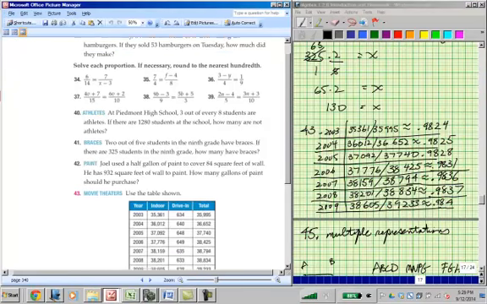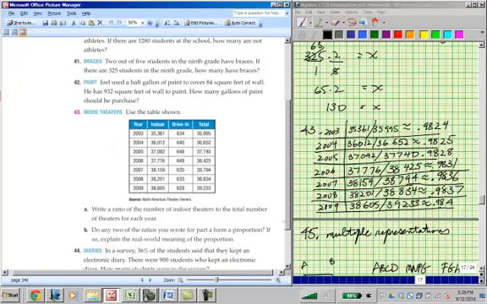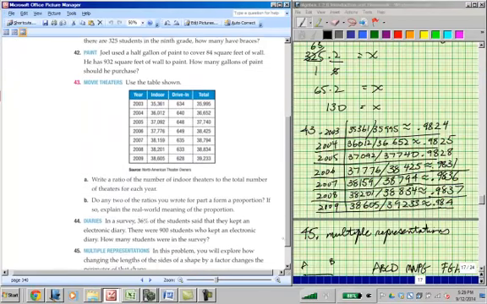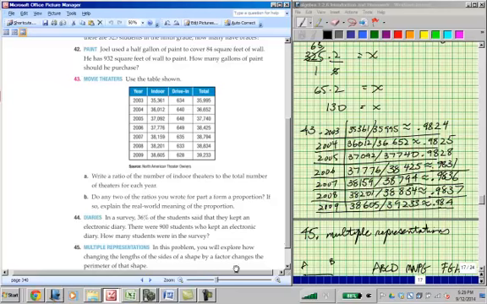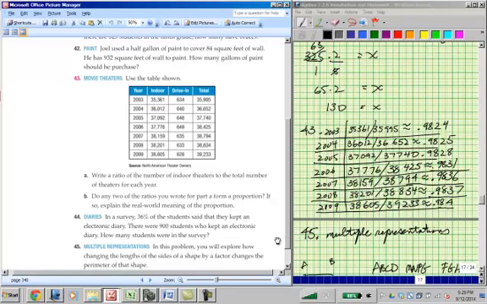45. Multiple representations. Okay, 45. All right. So, you will explore how changing the lengths of the sides of a shape by a factor changes the perimeter of that shape. Okay. Draw a square ABCD. There it is, ABCD, right here. Okay? And I'm going to say that each one of these sets of 4, that's 1 unit. So this is 2. Each side is 2. Okay?